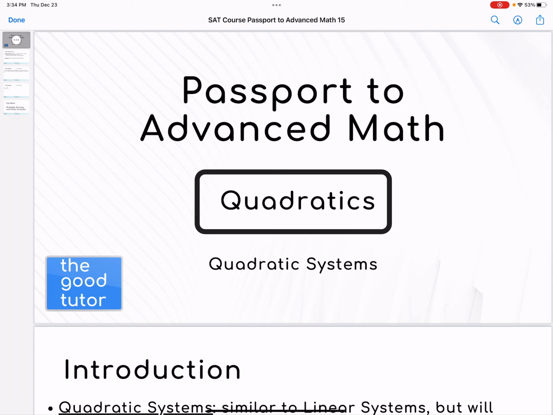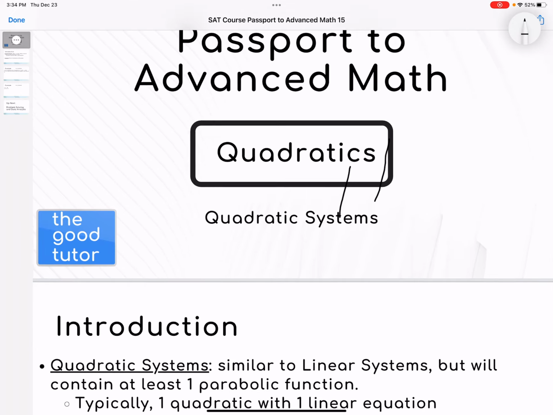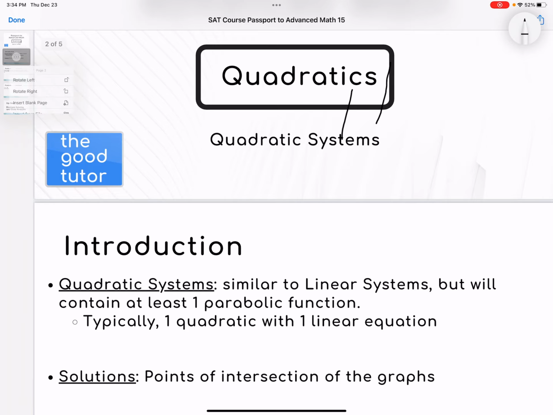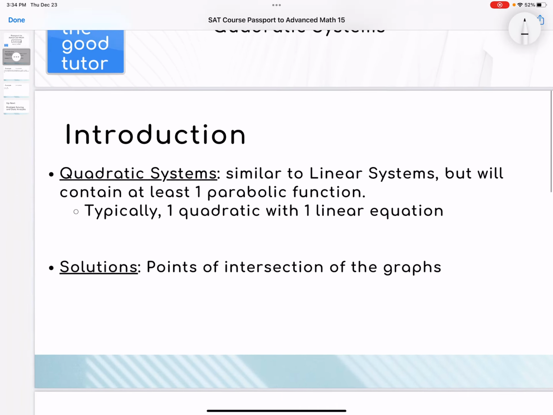And in this video, we're going to finish up our look at the Passport to Advanced Math and quadratics, specifically looking at quadratic systems of equations. All right, let's see if we can go to our second slide here.